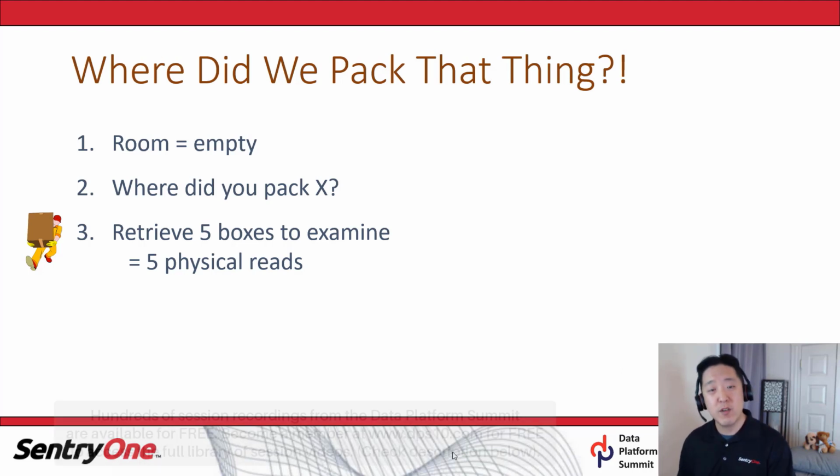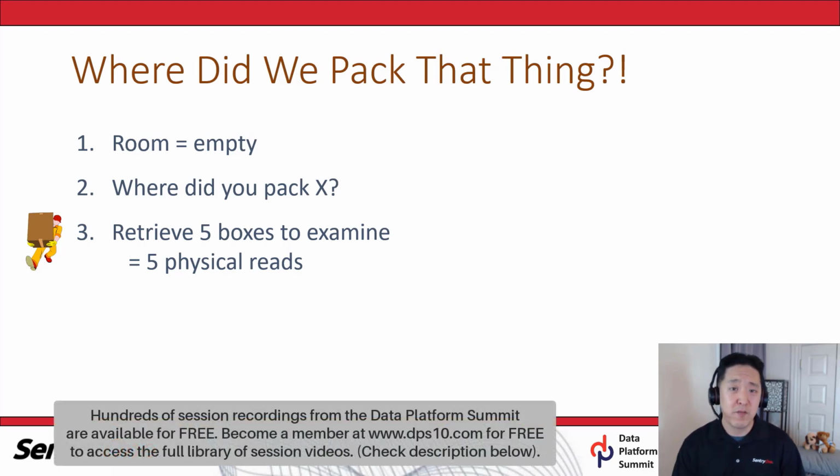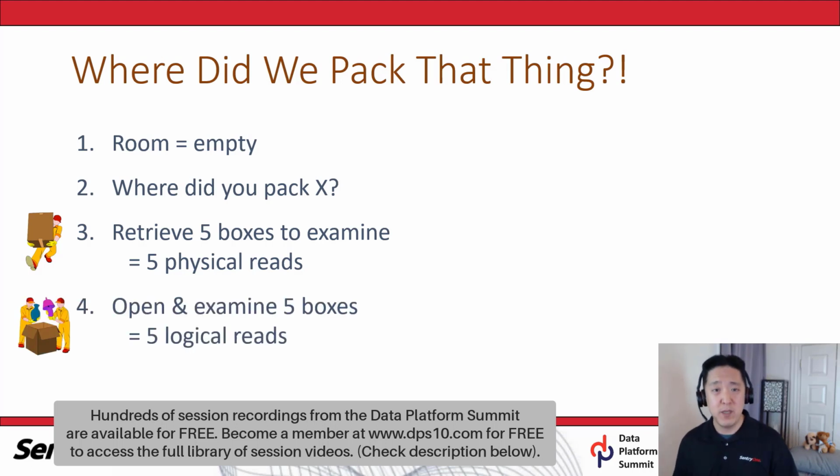So they retrieve 5 boxes. That is the equivalent of 5 physical reads. But then once they bring those boxes to me in my home office, I must open up those boxes and search through each one of those boxes in order to find my laptop charger. And those are an additional 5 logical reads. Okay?